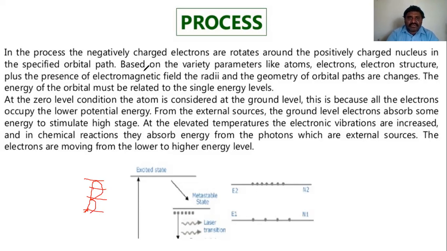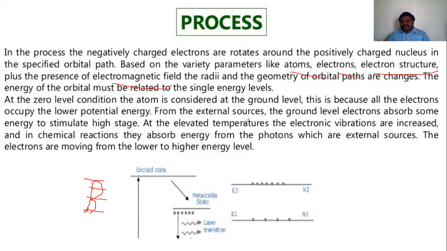In the same manner, the negatively charged electrons rotate around the positively charged nucleus in a specified orbital path, based on parameters like atoms, electron structures, and the presence of an electromagnetic field. From the laser beam, electric energy can be converted. The presence of these electromagnetic fields can convert it into light energy.